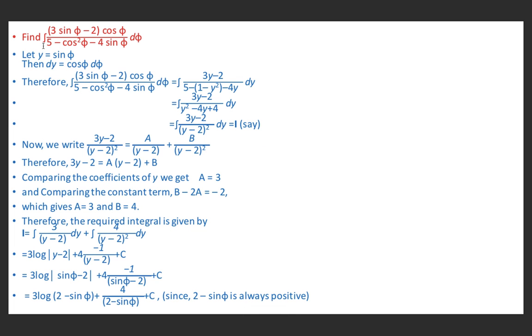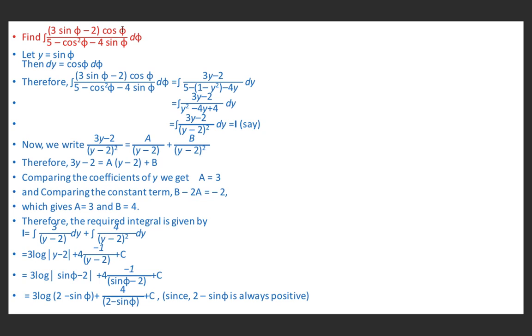Now suppose we want to integrate (3 sin phi minus 2 cos phi) d phi upon (5 minus cos square phi minus 4 cos phi... sin phi) d phi. To integrate such a type of function, first of all make some substitution to reduce it to some proper rational function which is easy to integrate. Suppose we substitute y equal to sine phi here, because outside we have cos phi. So dy is equal to cos phi d phi.